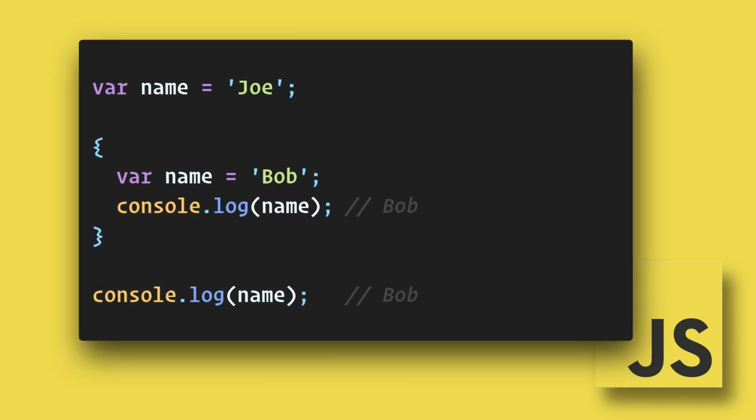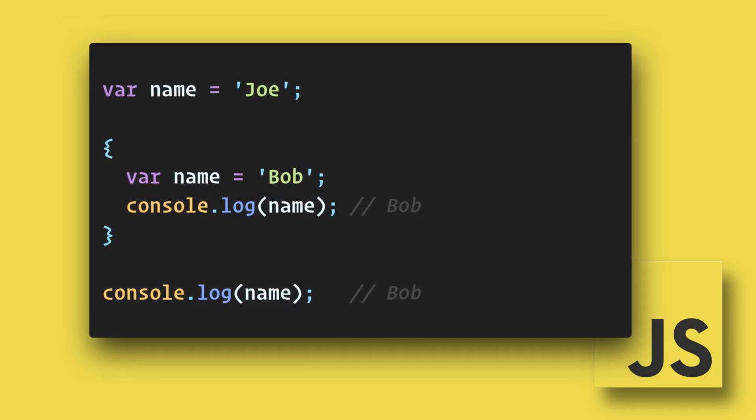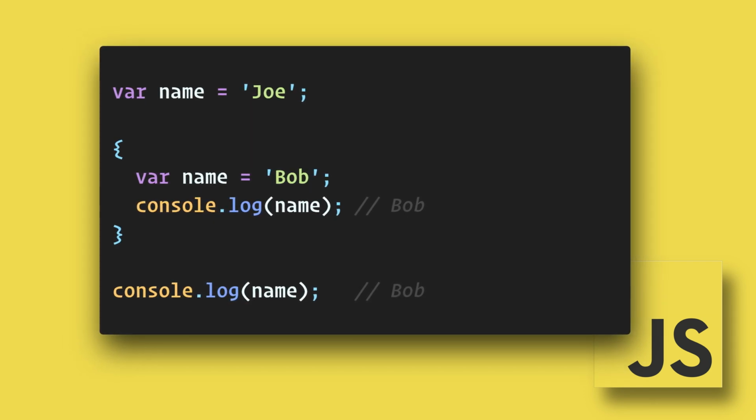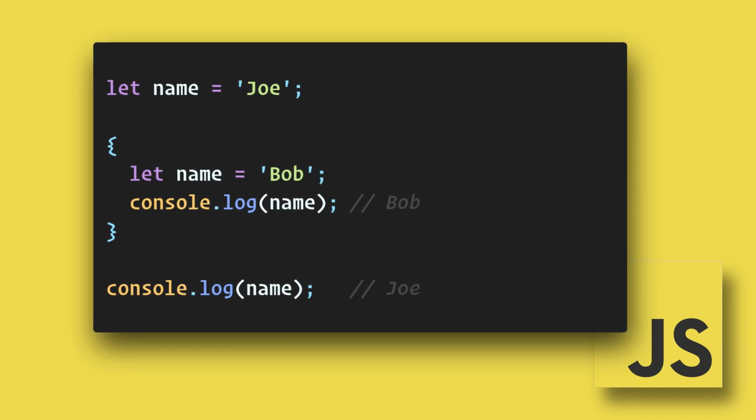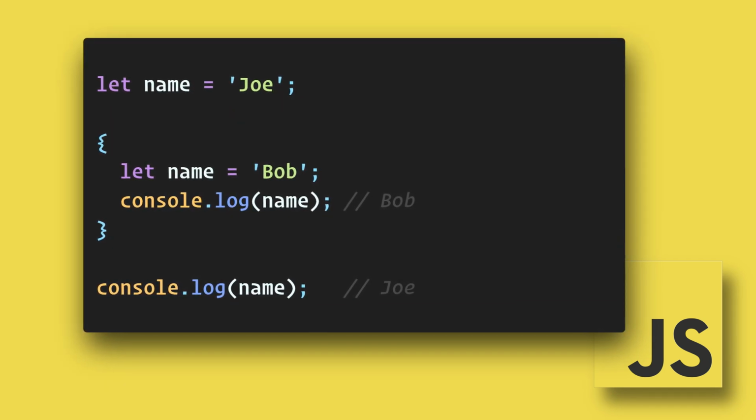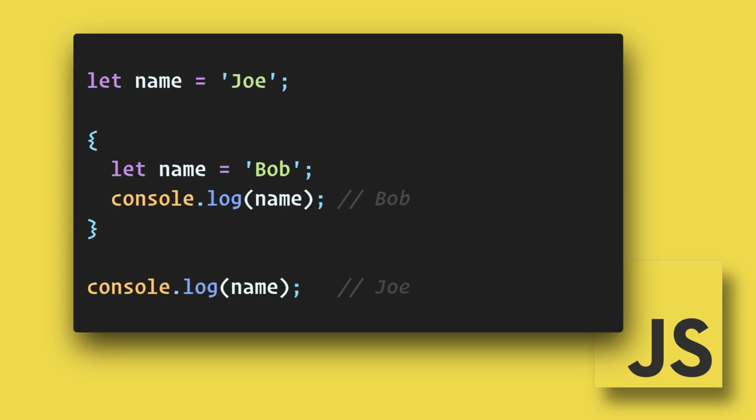And first I'm going to use var to demonstrate the differences. Here, var is still considered globally scoped even within the block. But when we change var to let, we can see that the name variable within the block is locally scoped and is not accessible from outside of the block.